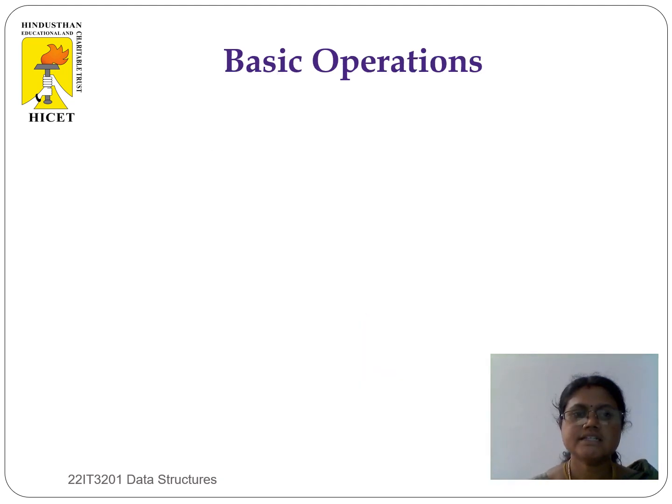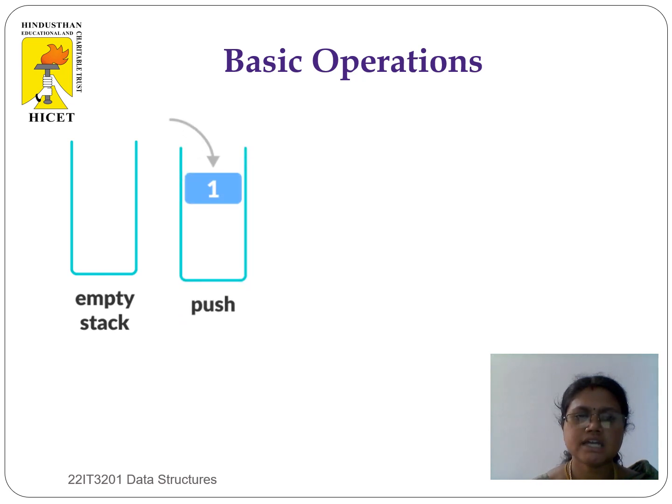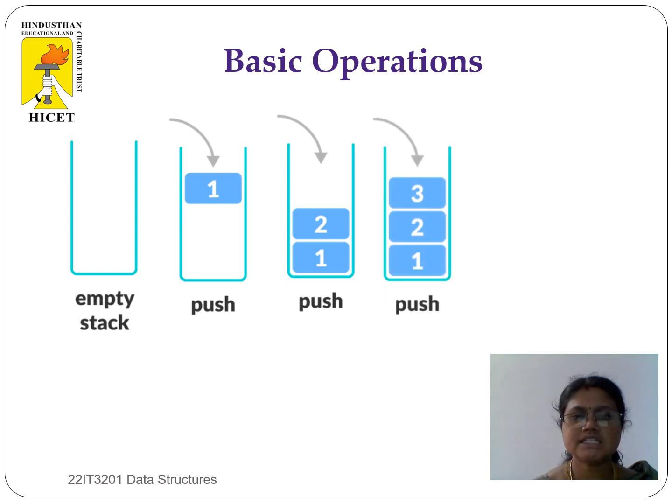Now let us see the basic operations with the help of a diagrammatic representation. Let us assume that our stack is initially empty. If we push an element 1 into the stack, it will be placed in the first position, that is, as the topmost element, as the stack is empty. Next we are trying to push an element 2. So now after 1, the current element 2 will be pushed. Again we are trying to insert an element 3, which will be placed above 2.